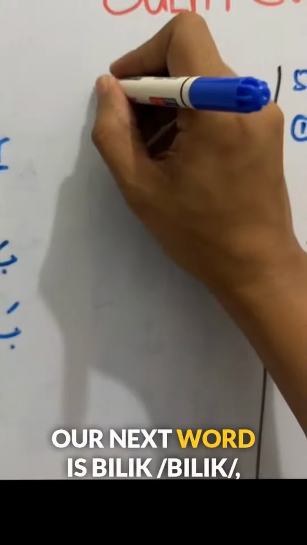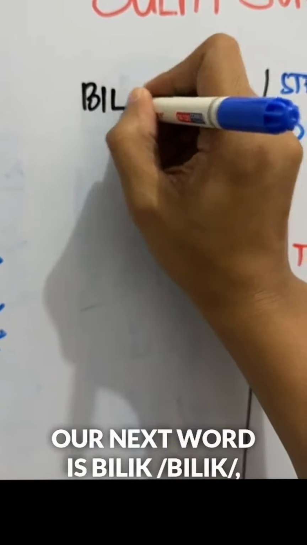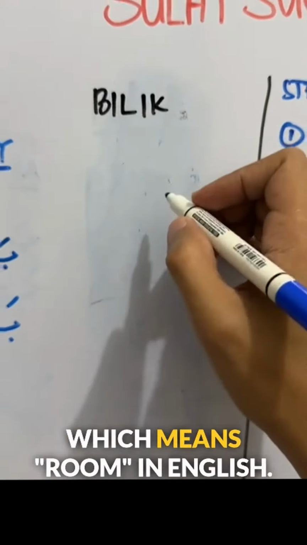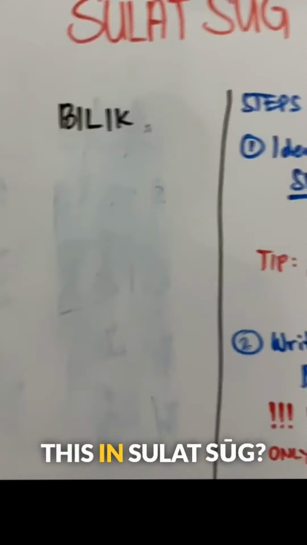Our next word is bilik. Bilik, which means room in English. So again, how do you write this in Sulat Sug?